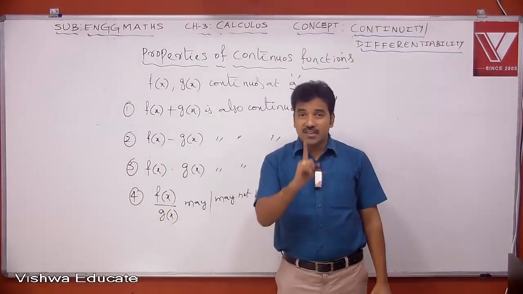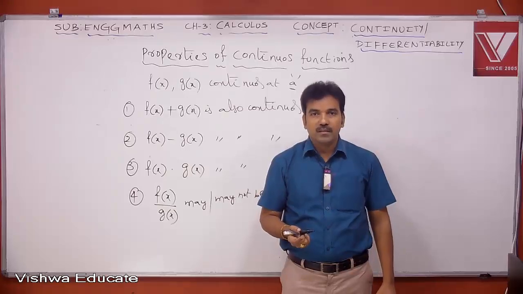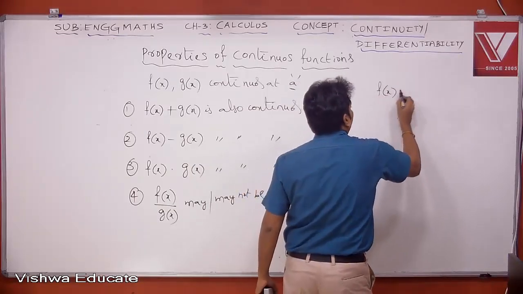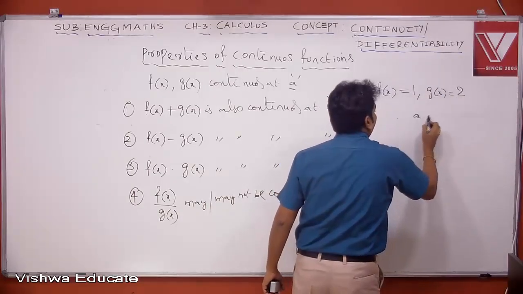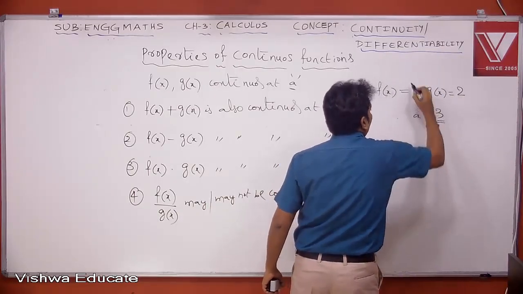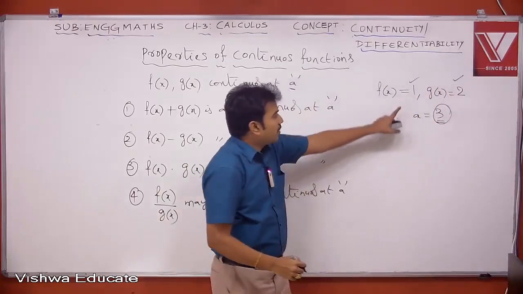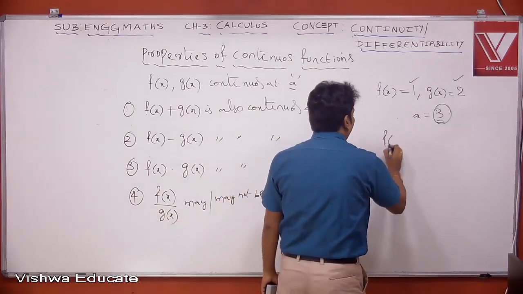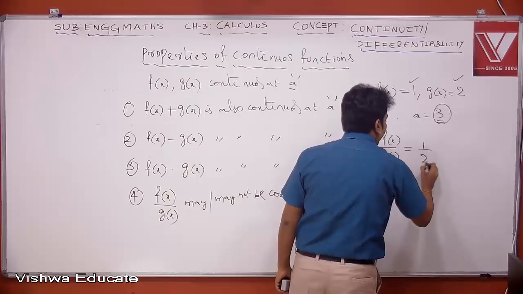Suppose f of x is a constant function 1, g of x is a constant function 2. Suppose I am taking a value 3. We know that all constant functions are continuous at all points. So in particular these two are continuous at 3 also. Even when you take its ratio, that is f of x by g of x, it becomes a constant expression.